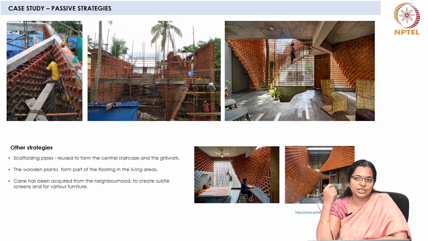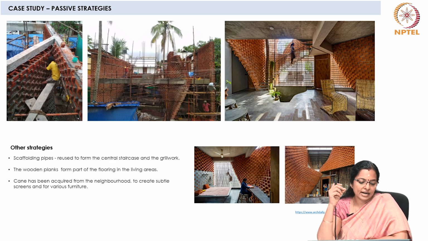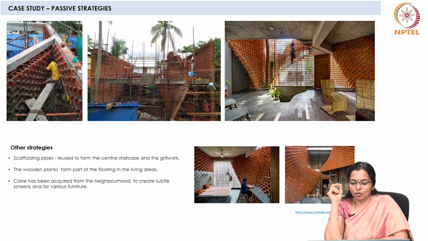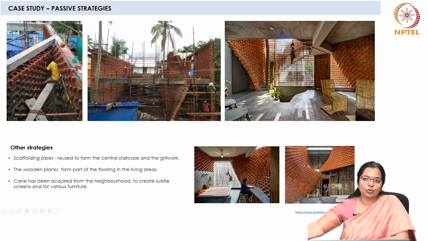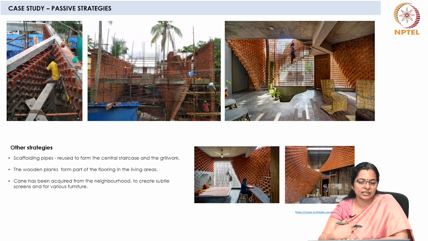Soon after completion, scaffolding pipes that were left over were used to create the grille work and the main staircase. So, using rat trap bond over the regular course makes this house have a cavity wall. The idea was also to not throw away anything as waste. The flooring in the living spaces was composed of pieced together wooden boards, which also acted as insulation.